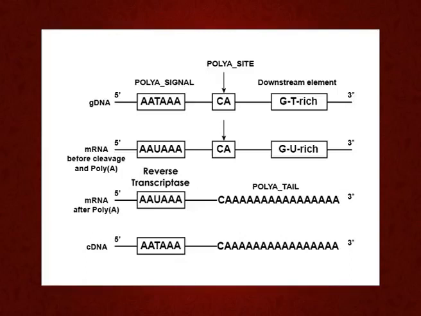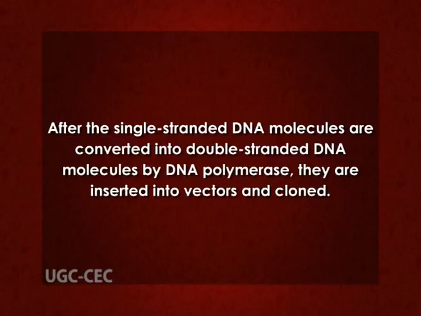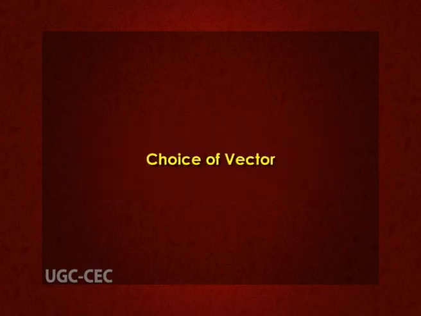Then the enzyme reverse transcriptase is used to synthesize a DNA strand complementary to each mRNA molecule. After this, single-stranded DNA molecules are converted into double-stranded DNA molecules by DNA polymerase. They are inserted into vectors and cloned. Now, the choice of vector: what kind of vector we should use.